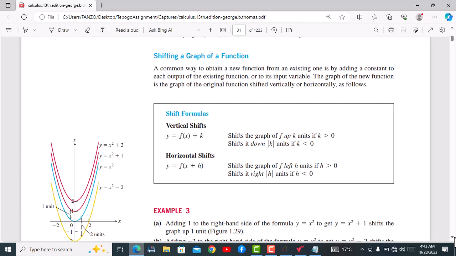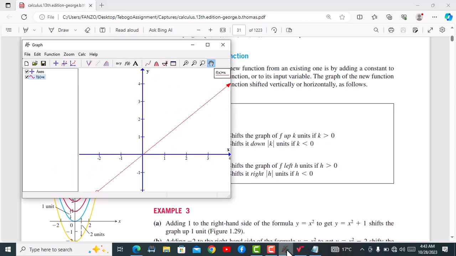Now shifting a graph of a function. A common way to obtain a new function from an existing one is by adding a constant to each output of the existing function or to its input variable. The graph of the new function is the graph of the original function shifted vertically or horizontally as follows.